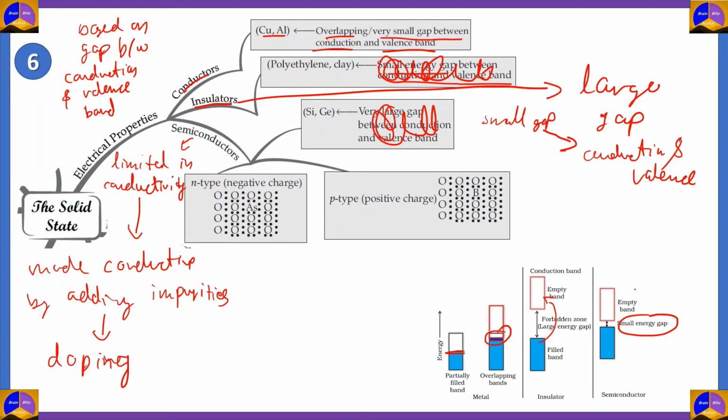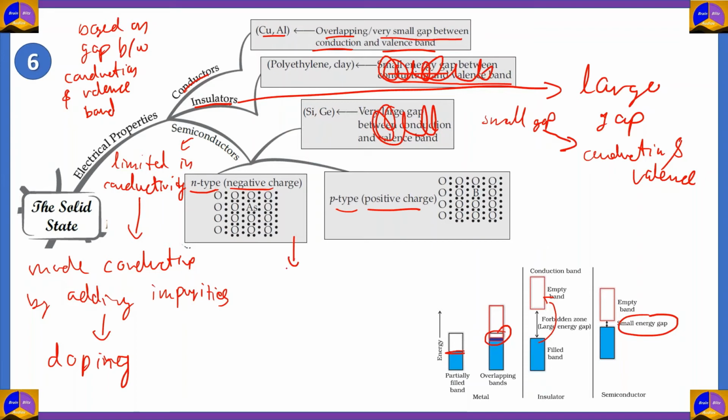Now, the way of filling the small energy gap gives us different types of semiconductors. You have N-type semiconductors or P-type semiconductors. N-type means you have negative charge. P-type means you have positive charge. There's a reason behind it.